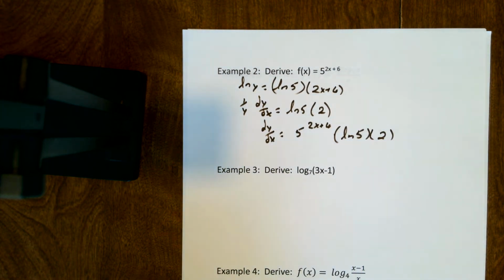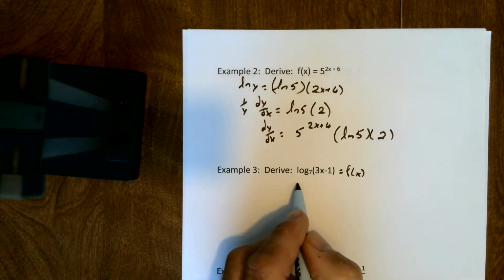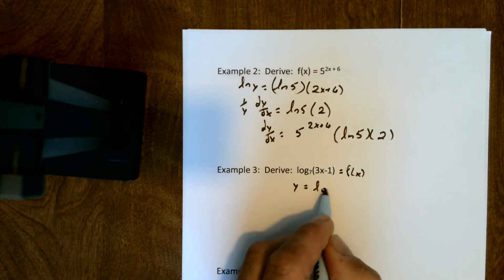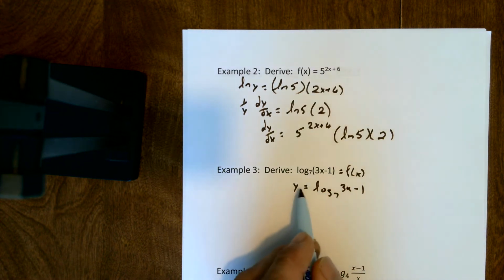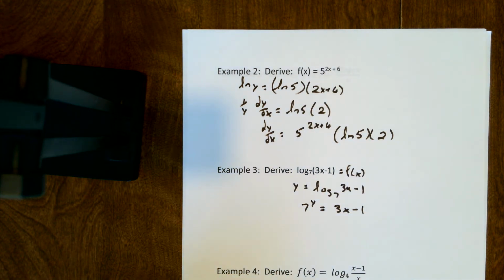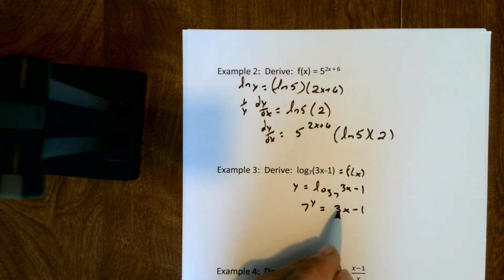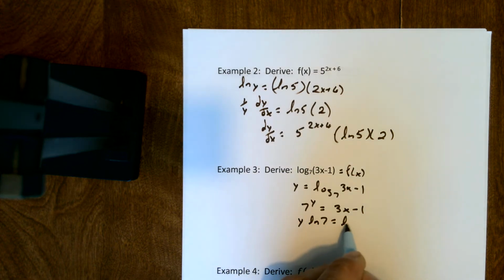Well, what happens with a log? If I have log base 7 of 3x minus 1, how do I tackle that problem? I guess we should set this equal to a function f of x. So again, we can let y equal log base 7 of 3x minus 1. I can change this into an exponential function. So we have 7 to the y equals 3x minus 1. Now, I can take the natural log of both sides to get that variable out. So I've got y natural log of 7 equals the natural log of 3x minus 1.